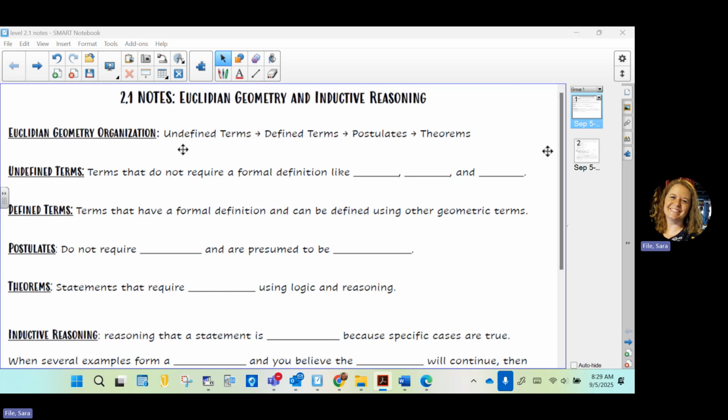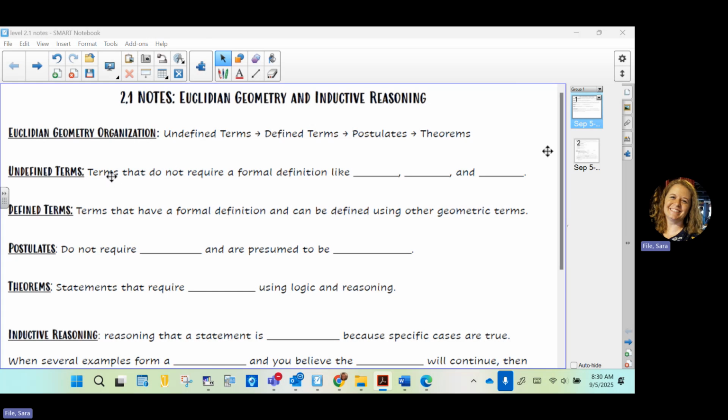So in Euclidean geometry, things are organized in a certain way. The basics are those undefined terms, okay? Then we have defined terms. Then we have postulates and then theorems. You are going to need to know this order. So Euclidean geometry starts with undefined terms, defined terms, postulates, and theorems. We're going to talk about what all those mean.